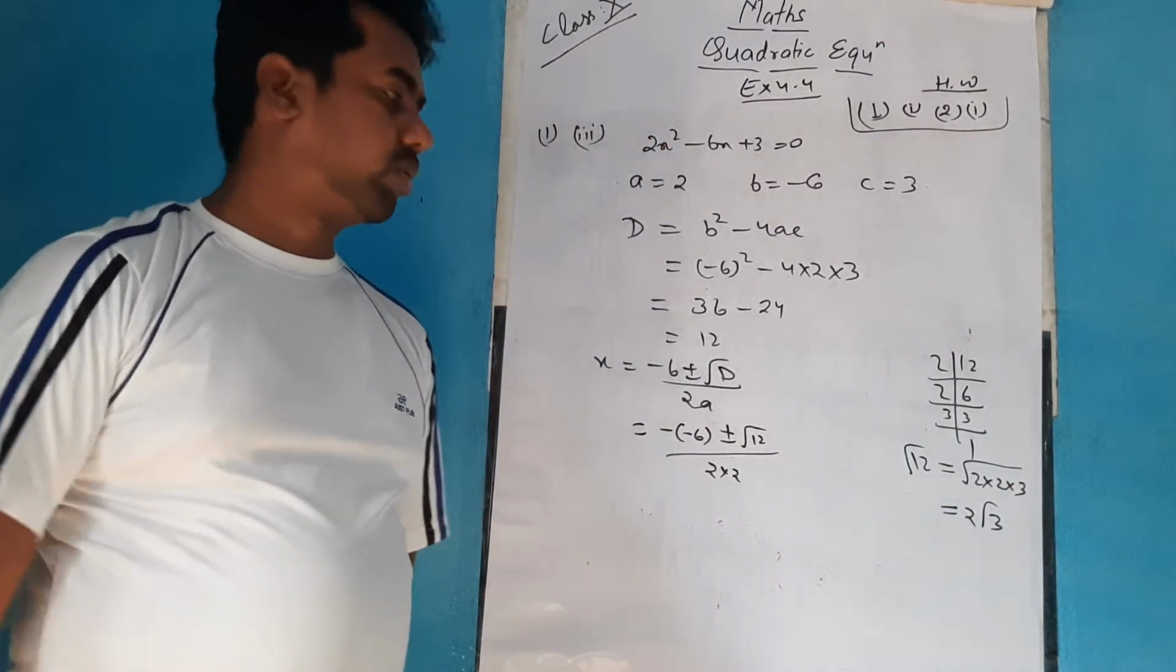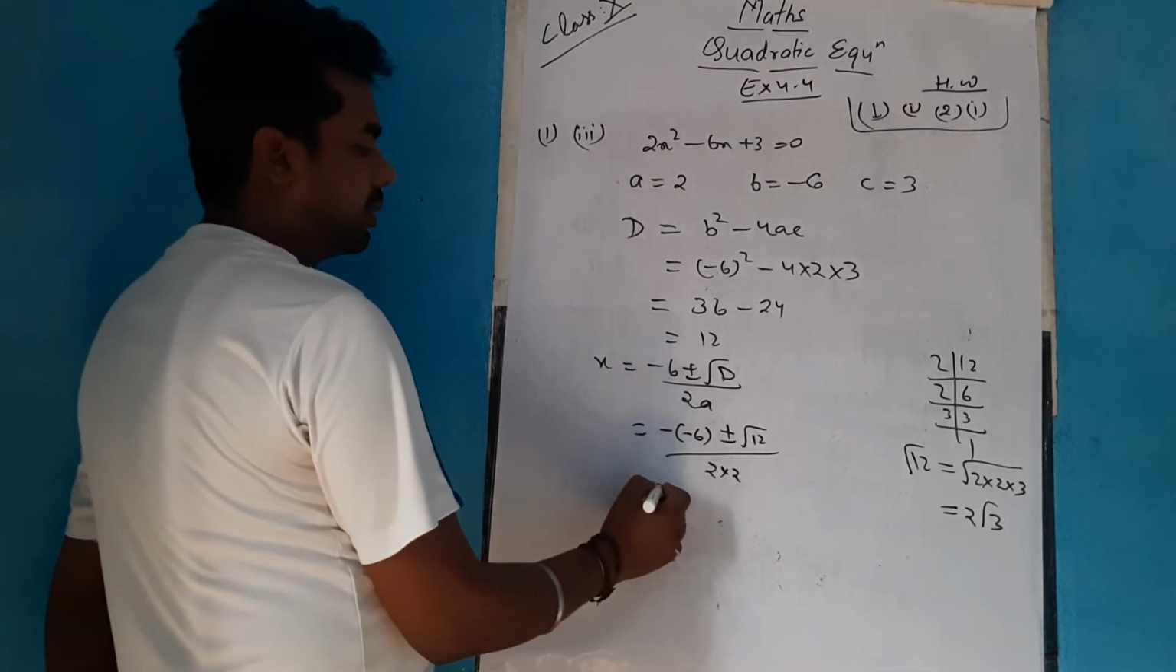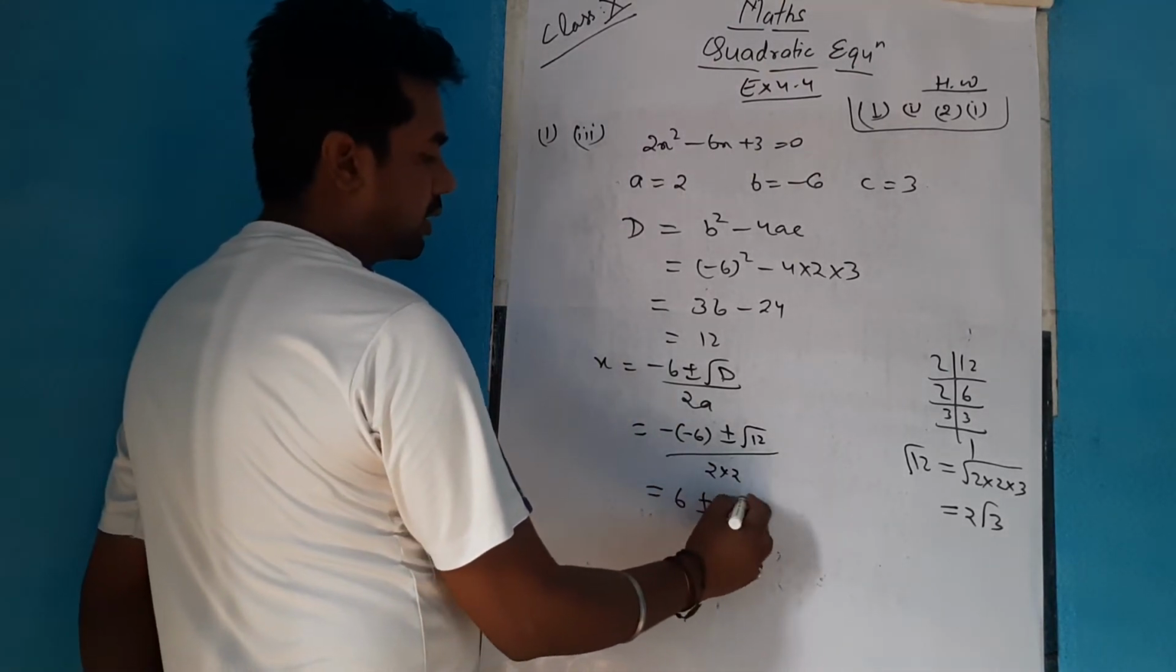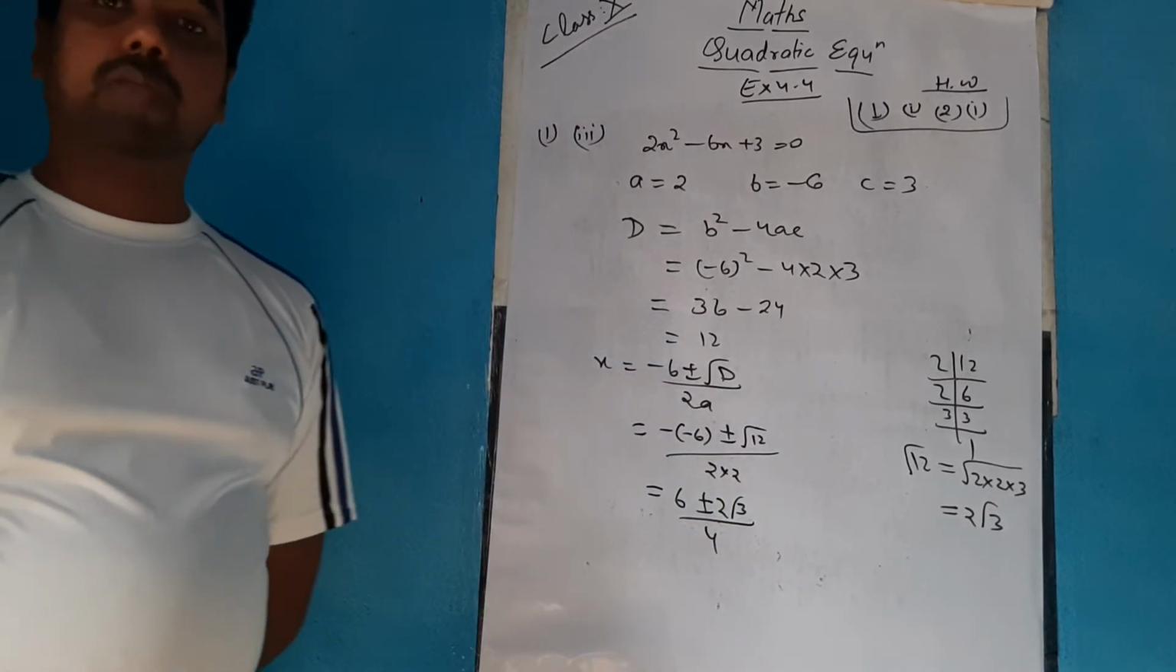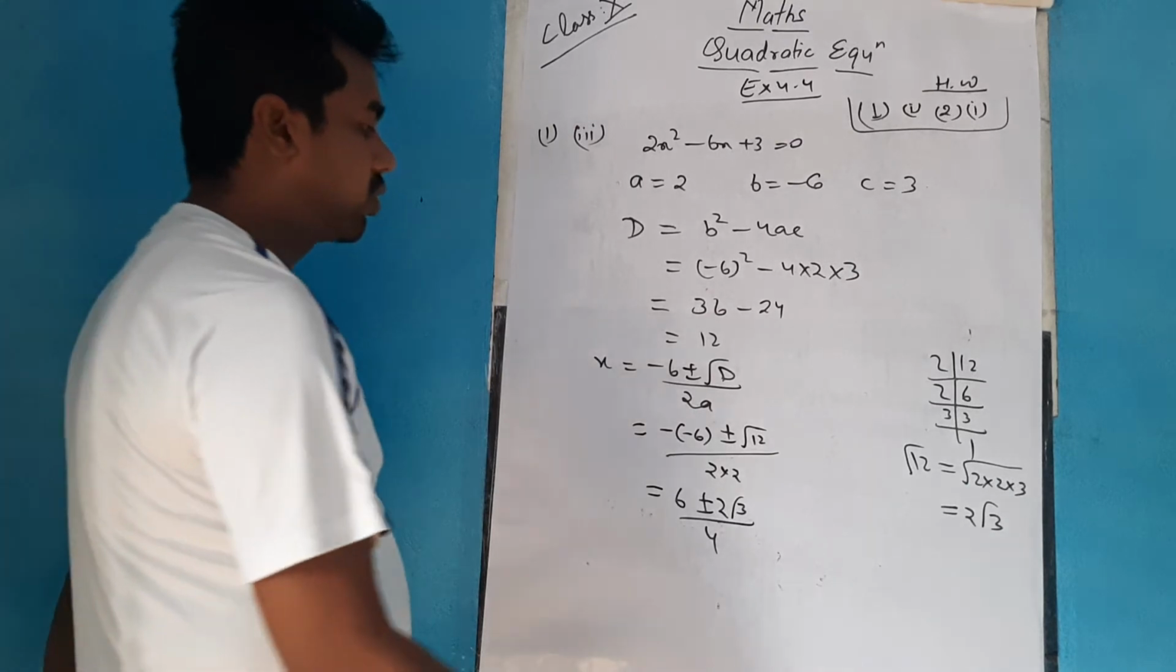So we can write 2 root 3 for the same. So this becomes 6 plus minus 2 root 3 by 4. As we are seeing, from the numerator we can take out 2 as common.